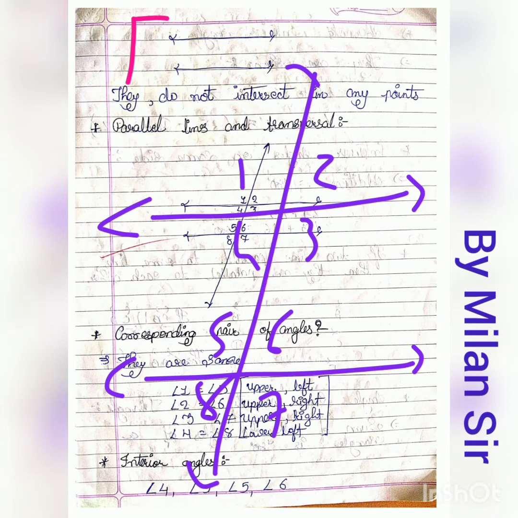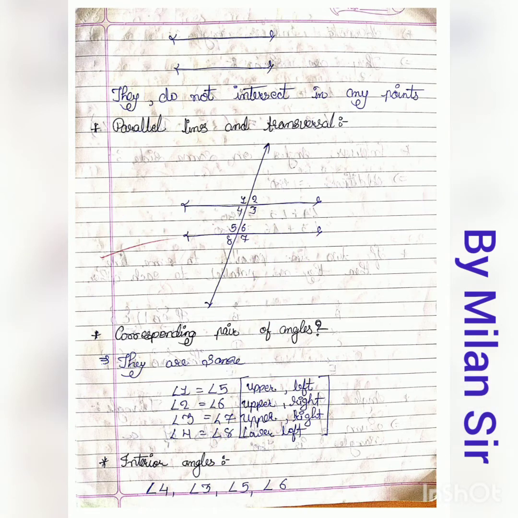After that, 3 and 7. Here an F shape is there too. So these two angles are corresponding pair of angles and both are equal. After that, here an inverse F is there. So angle 4 and angle 8 are the same corresponding pair of angles. One more thing for the corresponding pair of angles.